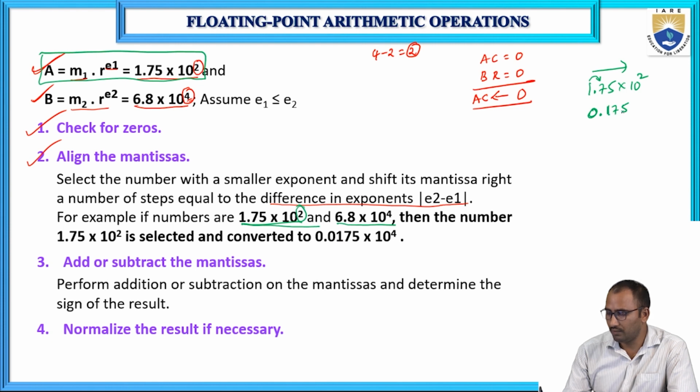So 175 into... So what about the exponent? When we perform the shift right operation, its exponent value will be incremented by 1. So now it will become 10 power 3. So this is for one shift. For the second shift, another shift.